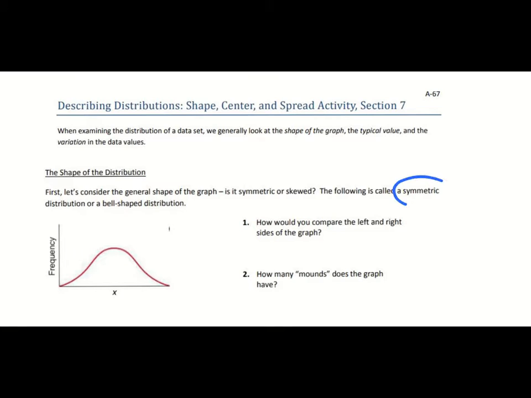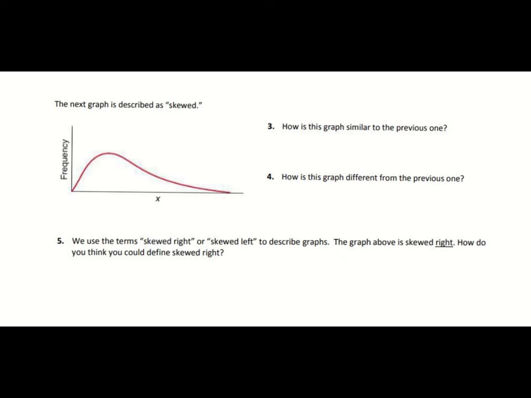The following is called a symmetric distribution or bell-shaped distribution. It says, how would you compare the left and the right sides? So they're symmetric. It says, how many mounds does it have? And if you look, there's only one peak there in the middle.